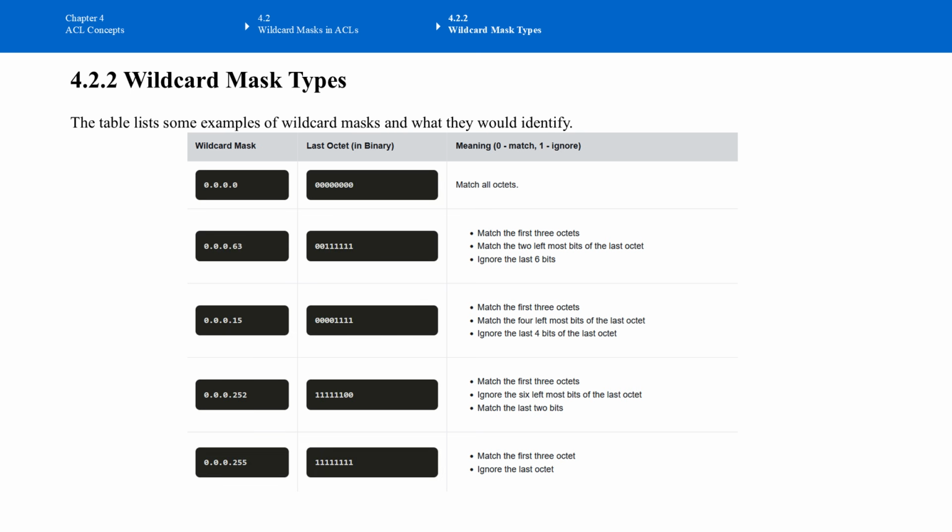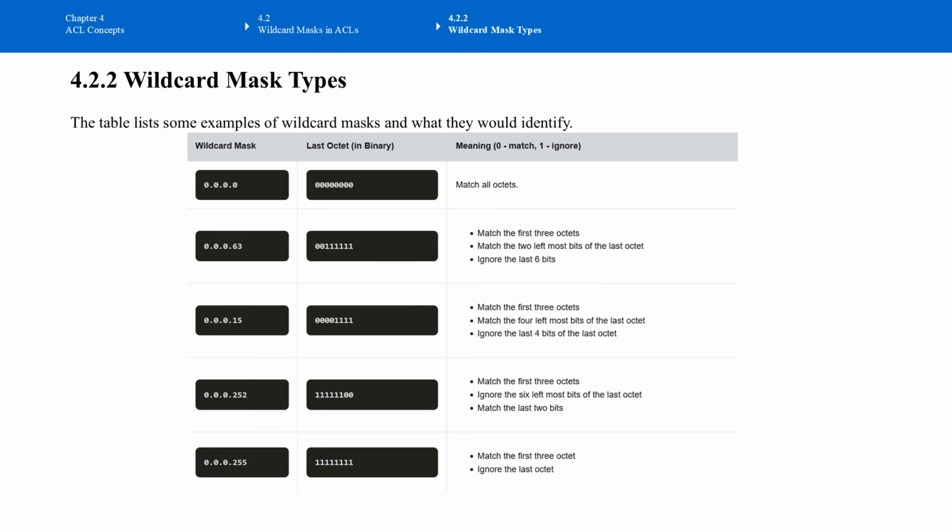The third one, we have 0.0.0.15. For the 15 converted to 8-bit binary, we have 00001111. So the meaning here is match the first 3 octets, also match the 4 leftmost bits of the last octet, ignore the last 4 bits of the last octet.